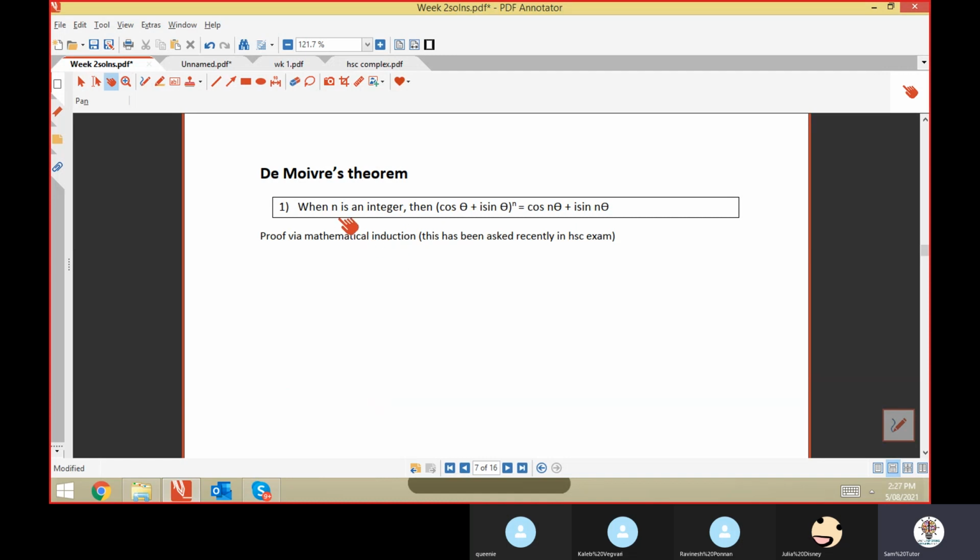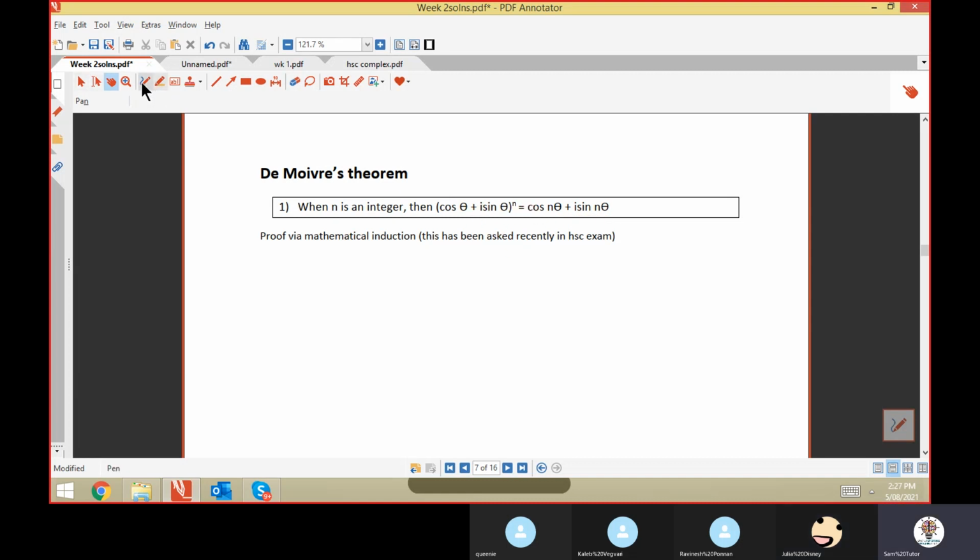He says this: when n is an integer, and if I've got something in polar form, cos theta plus i sine theta to any power, it can be expanded quickly to this. So what's happened from this power to this? What did he just say you're allowed to do? He said cos theta plus i sine theta to the power of n equals, now look at it. You multiply the angle by the power.